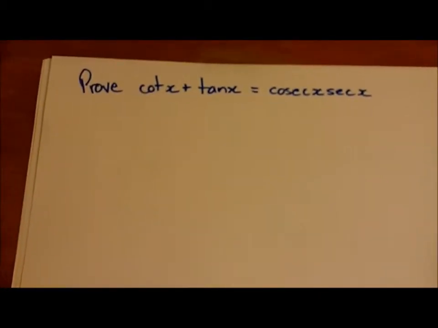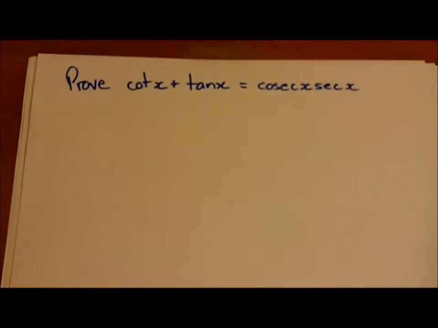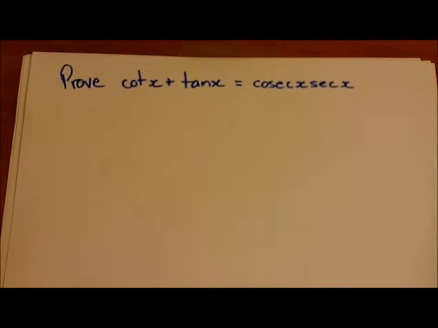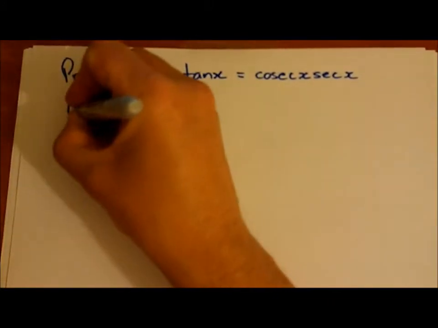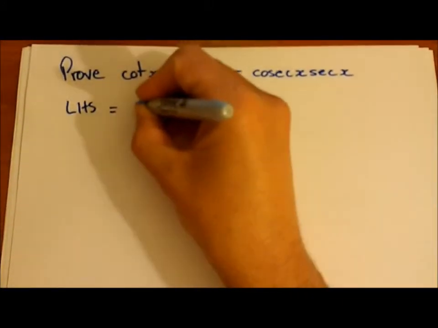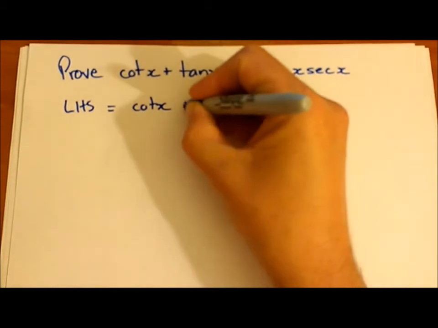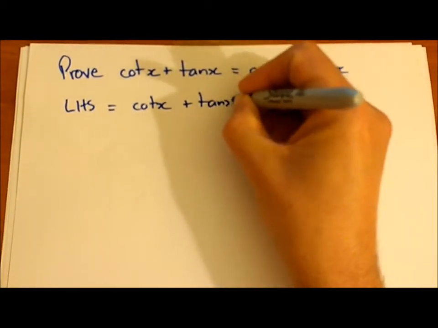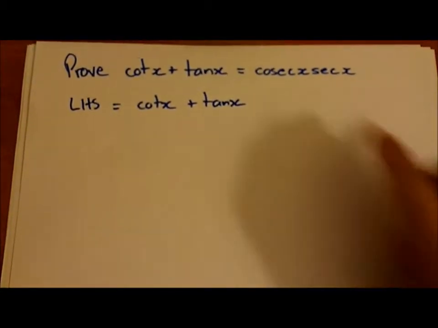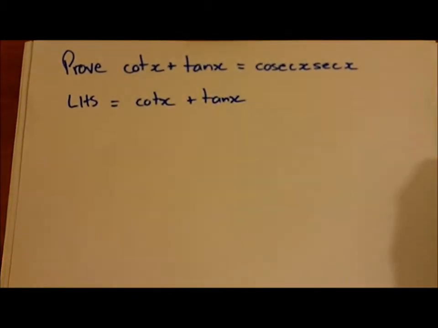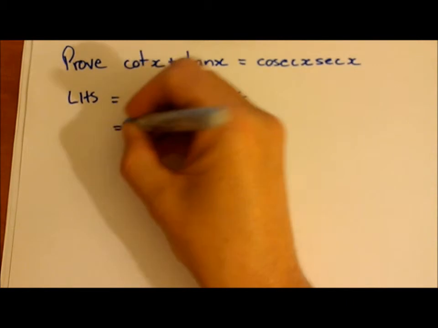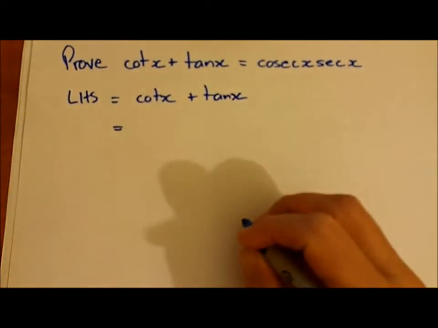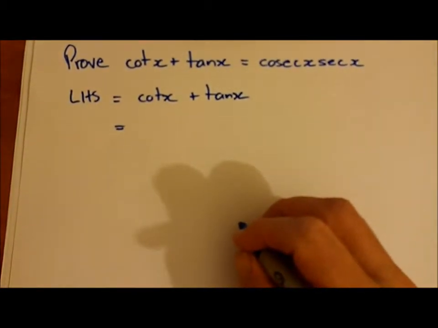Okay, a second example. Prove cotan x plus tan x equals cosec x sec x. Okay, so if we run through this example, again, I'm just going to start with the left hand side. I'm going to say it's cotan x plus tan x. Asked to prove it's this. Looking at it, doesn't look like there's a great deal you can do with that. So again, I'm going to say, well, I'll use my rule of thumb. I'll express everything in terms of sine and cos.